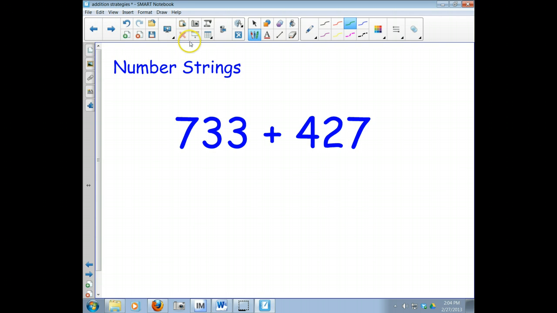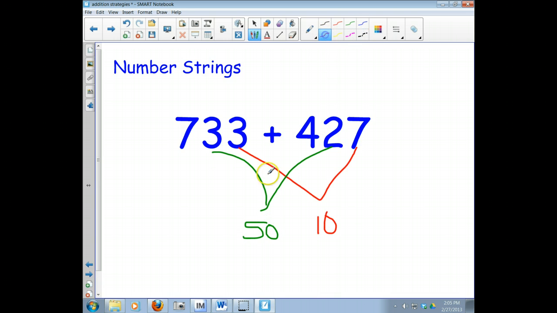This is number strings. Now, I'm pretty sure you guys learned this in third grade. We're going to add place value, but instead of breaking it all apart, we're going to just draw a string in between each number. So I've got my ones here, and that's 7 and 3, so that's 10. Let's use a different color for the tens place. Now this is 30 plus 20, so that's going to be 50. And now let's go purple for the last one, hundreds place. So I've got my 4 and I've got my 7, so that's going to be 1,100.